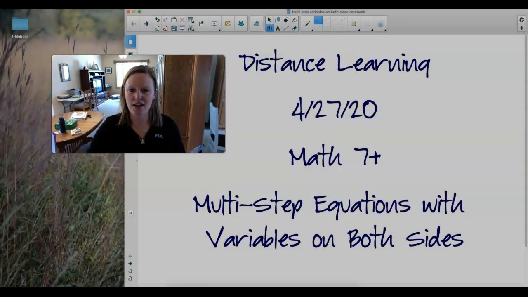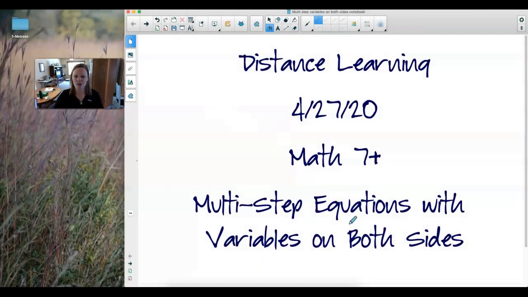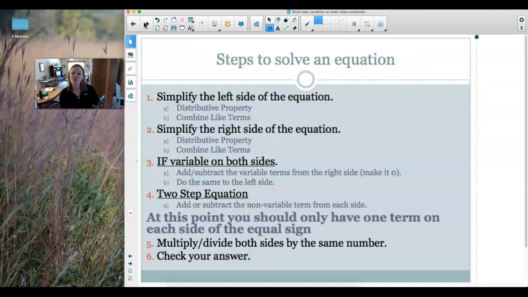All right, so here we go. We're going to continue on. We are looking at solving multi-step equations today with variables on both sides. So these are some of the longest equations you're going to see because they do have multiple steps and there's a variable on each side of the equation. So I have put together a little list of steps to follow because, as you have seen, solving an equation is very, very step by step by step.